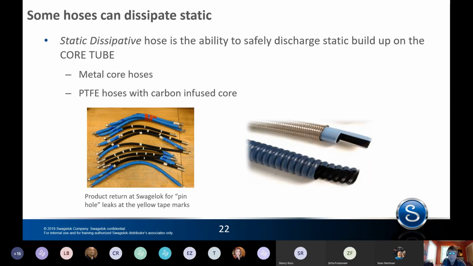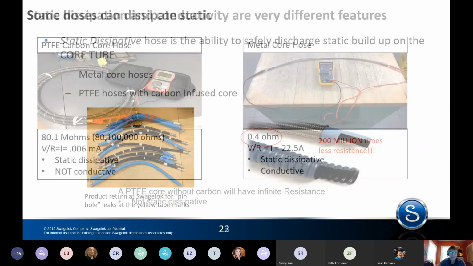So on the picture on the right, what you see there is Teflon core hoses that have been infused with carbon, and it turns the core black. That's why the core is black. And that allows low amounts of static electron buildup to flow through the hose to the end connection without creating a spark. This completely solves that static buildup issue.